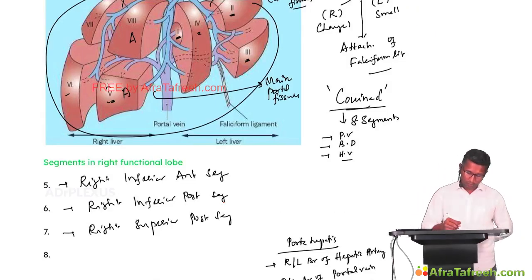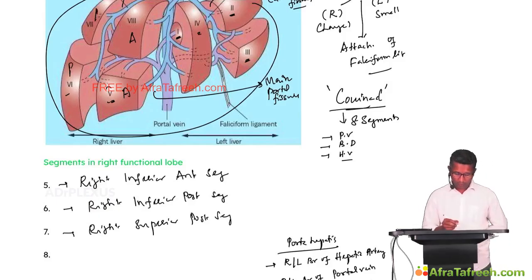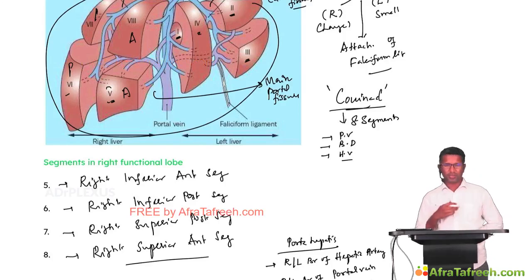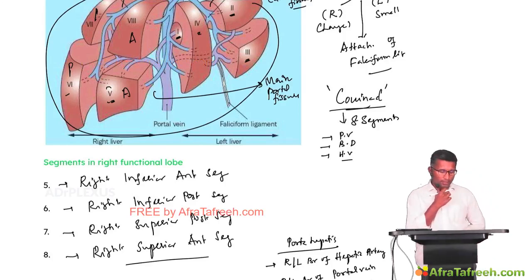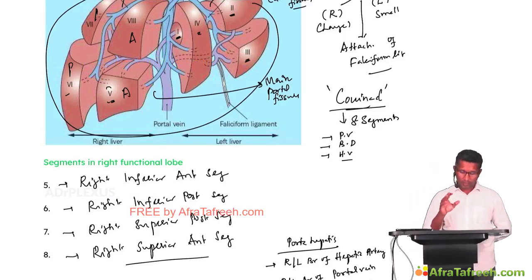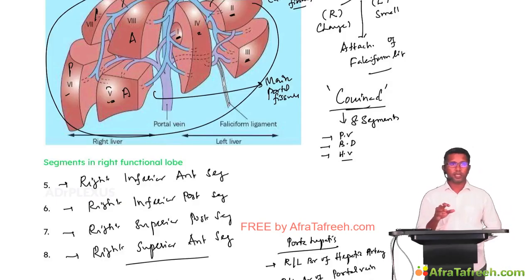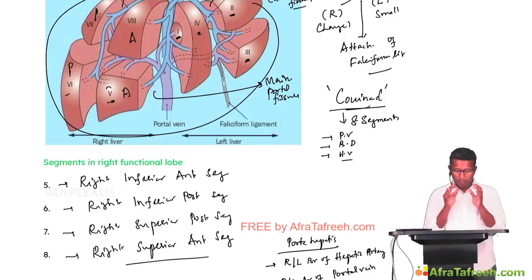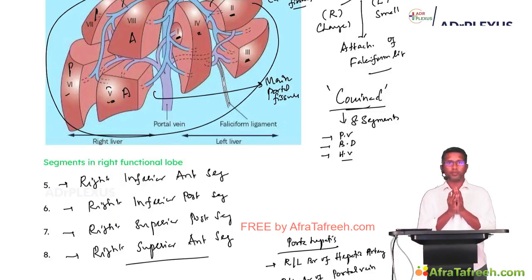So these segments are more anterior and these segments are more posterior, so we are giving the term posterior for it. The 8th segment is called the right superior anterior segment. So you can name them. This is not that difficult. Once you understand the orientation of the segments, it is very easy. So don't confuse much. The concept is very simple.